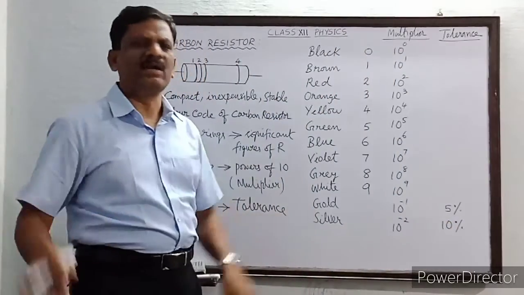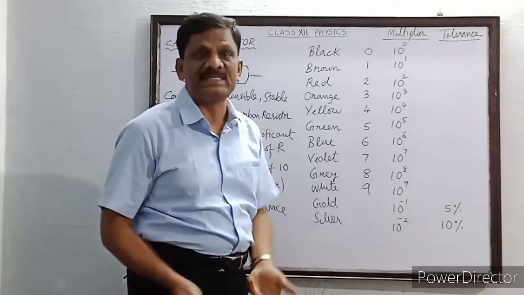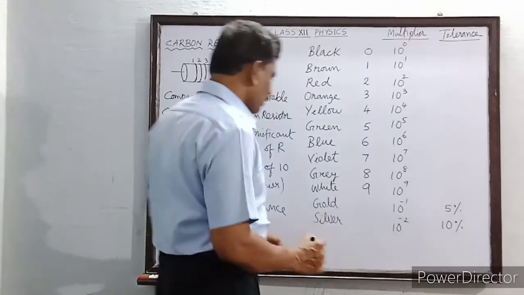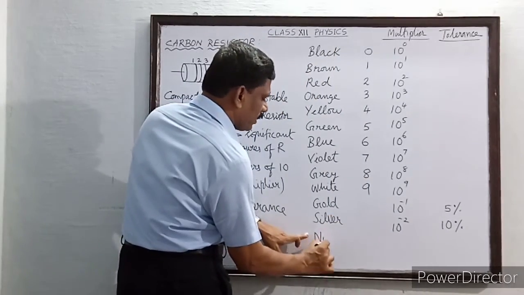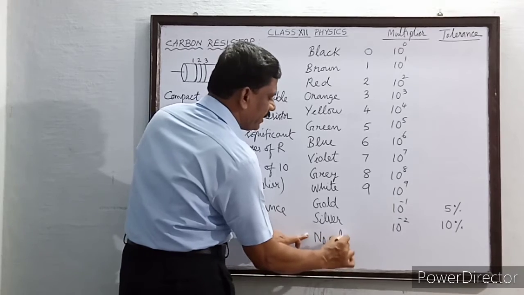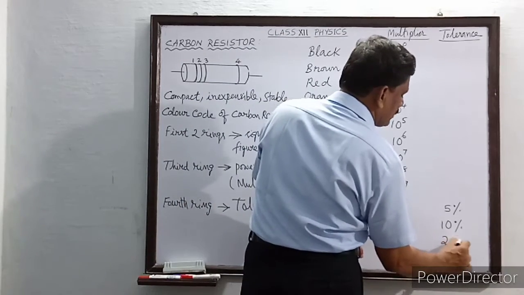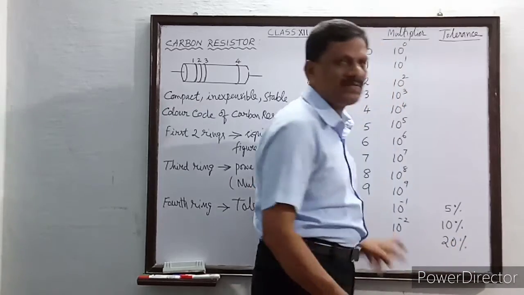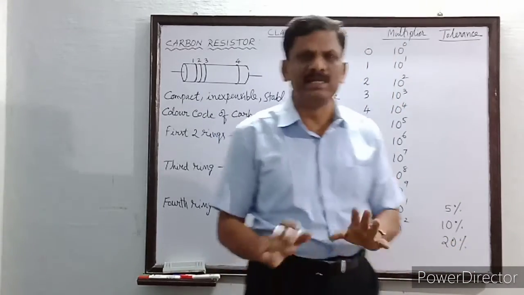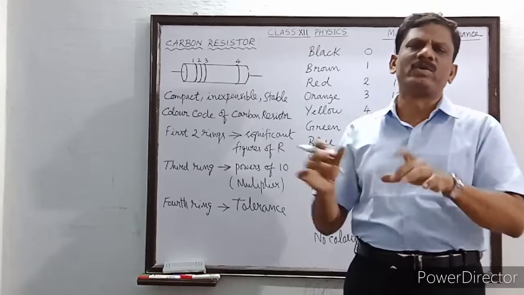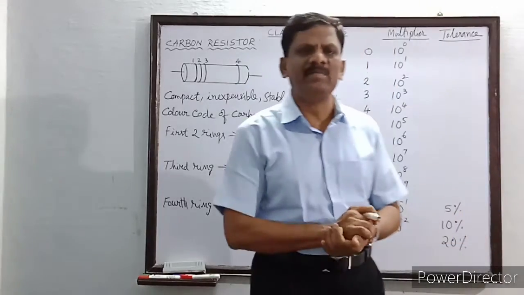Sometimes the fourth ring may not be present. Fourth ring not present means it is colorless. In that case, if there is no color, then the tolerance level is the highest. The highest tolerance level is 20%. Normally a tolerance level of 10% to 20% will be available.